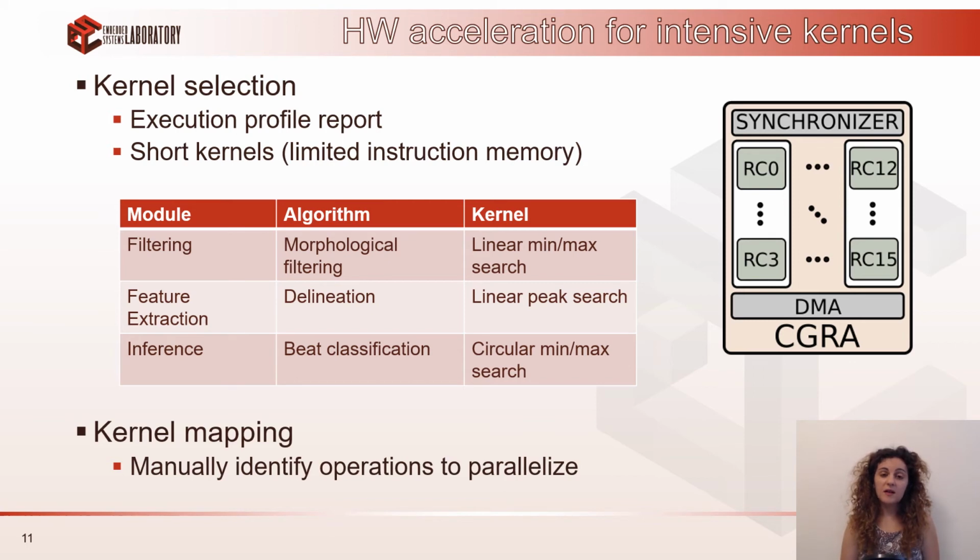In our case, we have selected 3 kernels: one in the filtering module, specifically the morphological filtering, which is a linear min-max search; then a linear peak search in the feature extraction module; and a circular min-max search in the inference module. Then the second step is the kernel mapping, which is a manual identification of operations to parallelize.